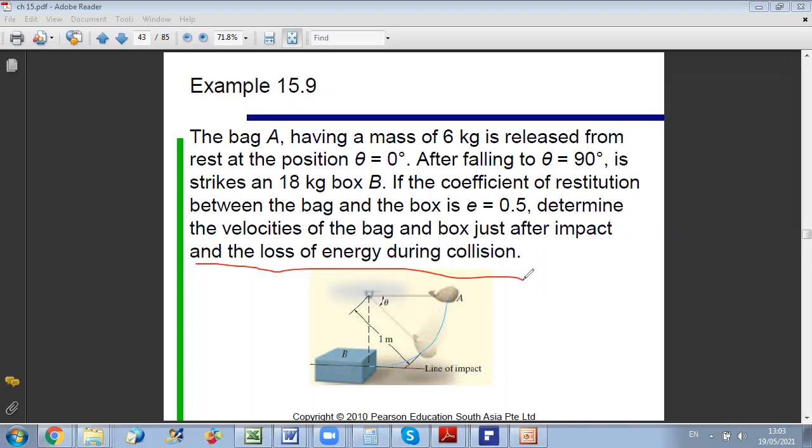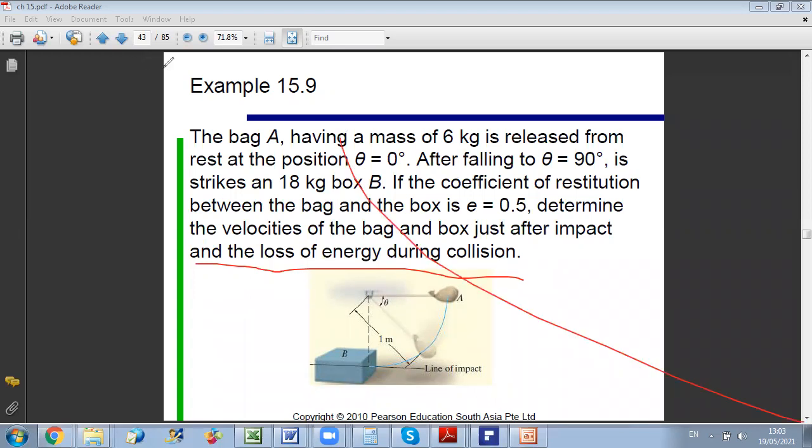No, look, never in collision do we use work and energy. Since they said loss of energy, we want to see how much the kinetic energy of the system changed. The work and energy principle gives you the work of forces, but they did not ask for the work of forces. They asked you to compute the loss of energy during collision. So what you will do, you will compare the initial kinetic energy to the final kinetic energy of the system.